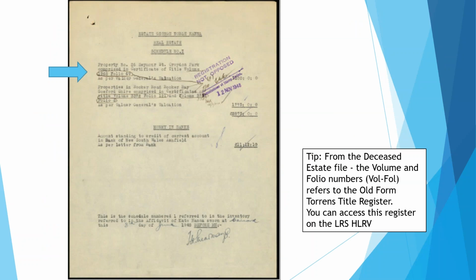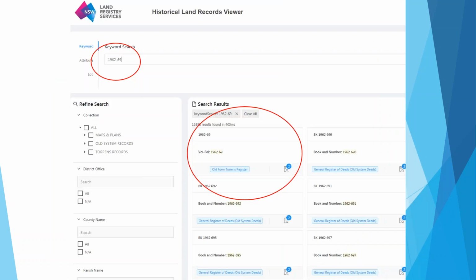So I'm going back to my records. I've got my title document, or my details with the certificate of title, from George Noble Hannah's deceased estate file. I've got my volume and my folio number of my certificate of title, so I've reminded myself of that. Then I go back to the HLRV and I'm searching for volume and folio, 1962-69. We've seen that number before on a couple of different documents. We just saw it right now in the deceased estate file. So I put 1962 volume, dash 69, which is the folio.